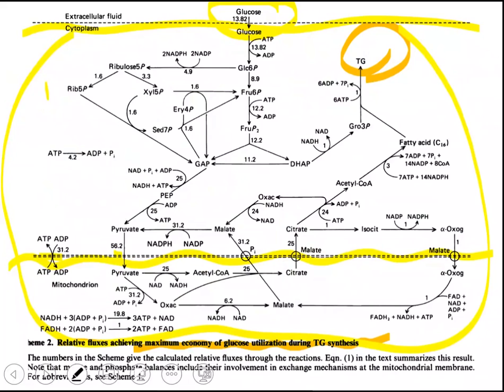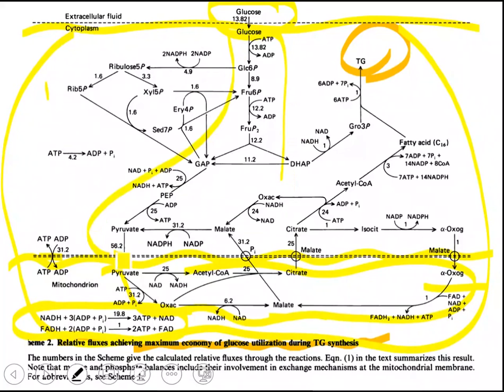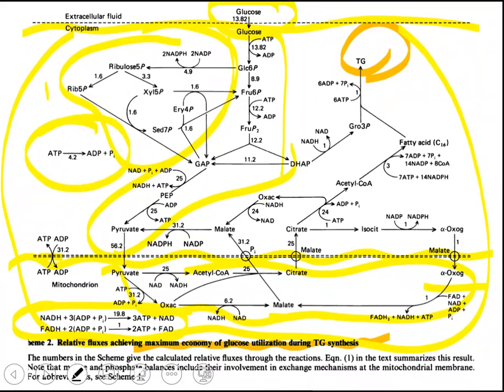Here we see some reactions of TCA cycle, citrate formation, oxaloacetate, malate, alpha-ketoglutarate, etc. And here you see oxidative phosphorylation, the use of NADH and FADH to make ATP. This is the glycolysis. This is the pentose phosphate pathway. This is the ATP for maintenance. And here you see fatty acid synthesis pathway.